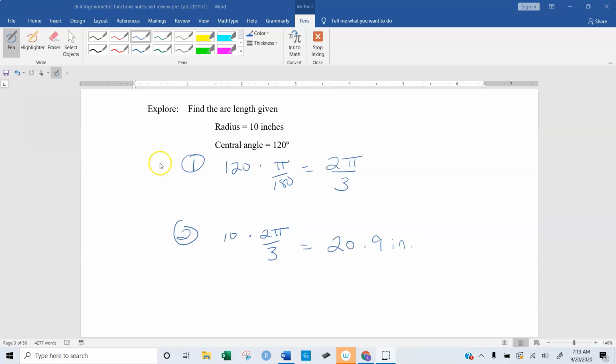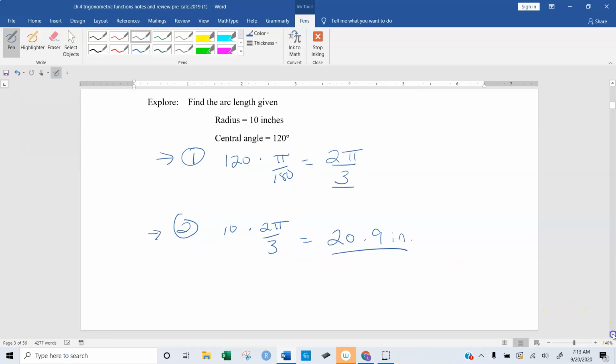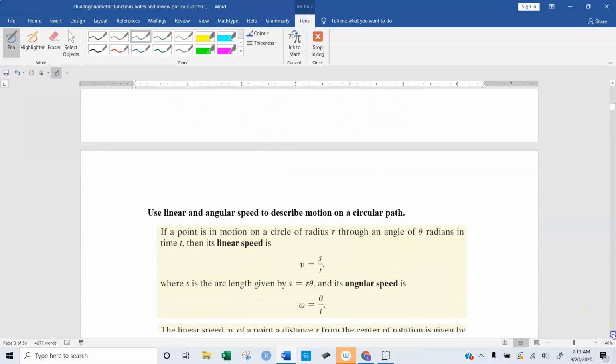All right, your first step should have been to convert your degrees into radians, and you should have gotten 2 pi over 3, multiplied by your radius, which was 10. And don't forget to label your answer in inches. All right, let's continue on.